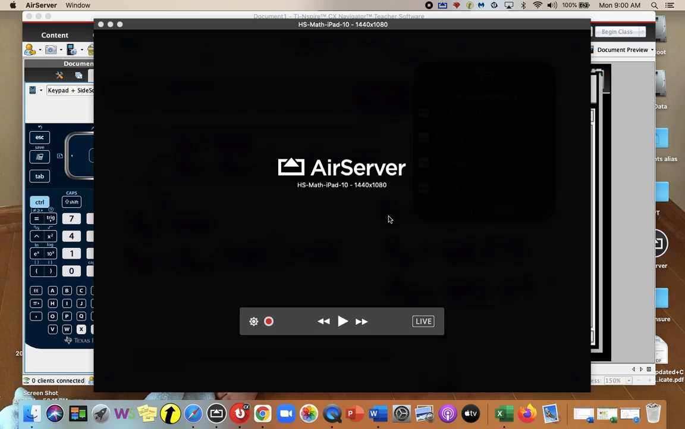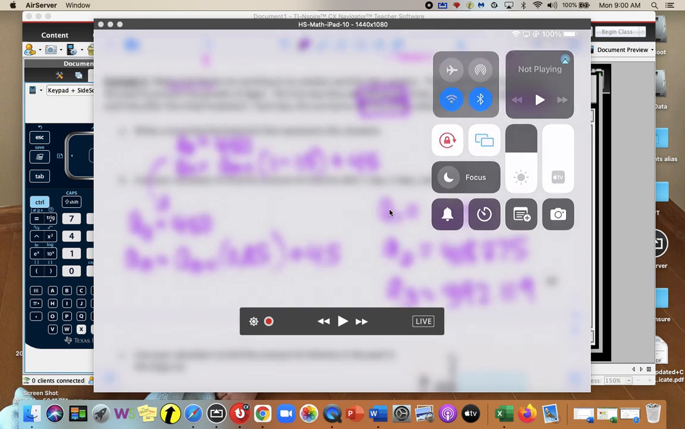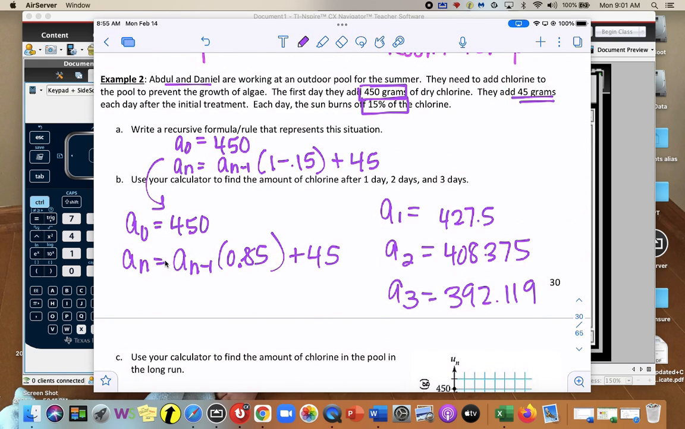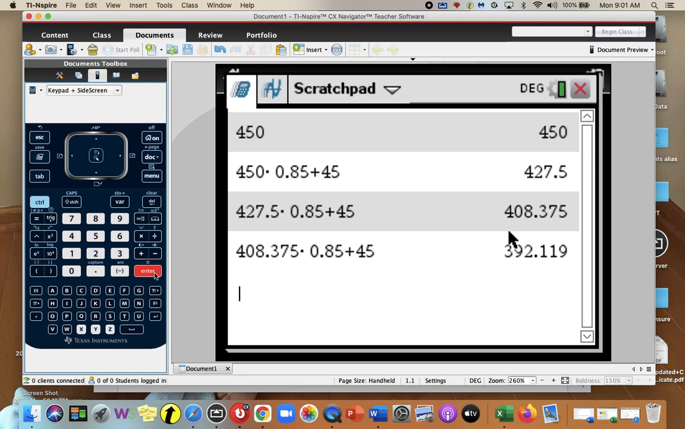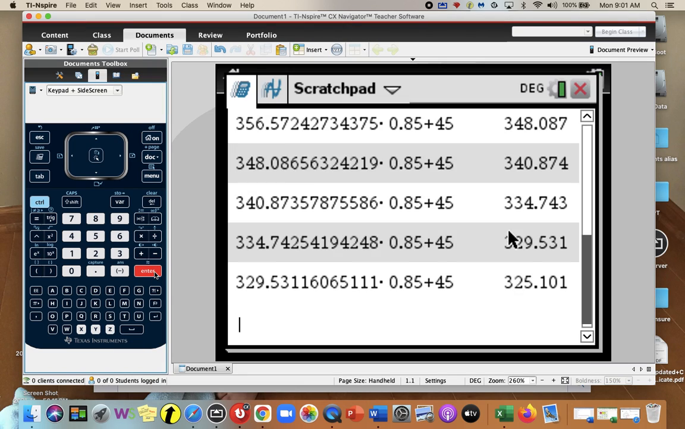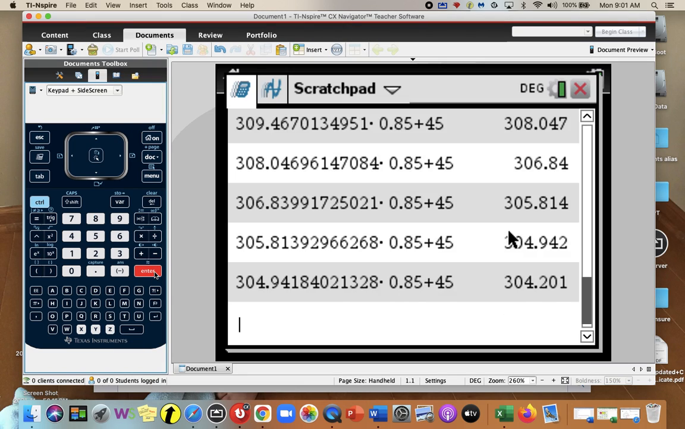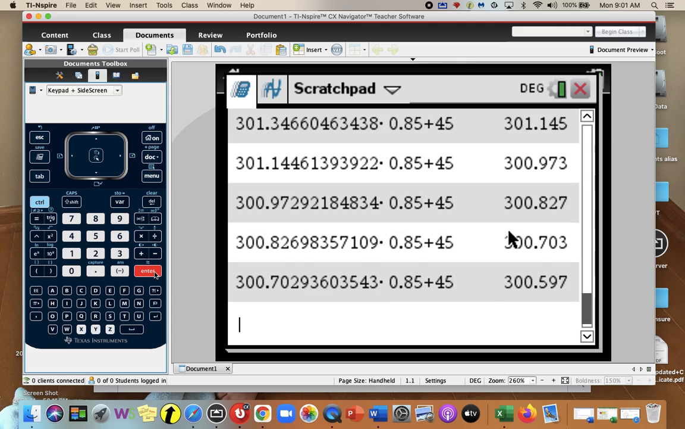So I'll write that down, and then the next, so I just filled that in for after 1 day, 2 days, 3 days, just by programming into our calculator and hitting enter. So then using your calculator, can you find the amount of chlorine in the pool in the long run? Okay, so in the long run means, does it level off? So I'll hit enter, and let's see, does it level off anywhere? Does it stop at any number here?